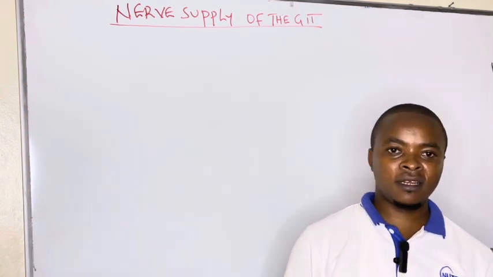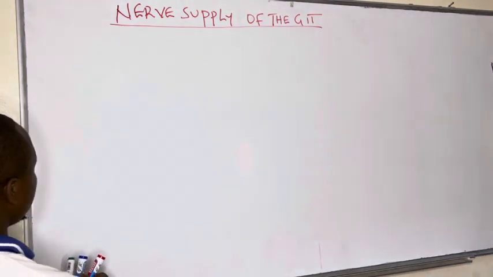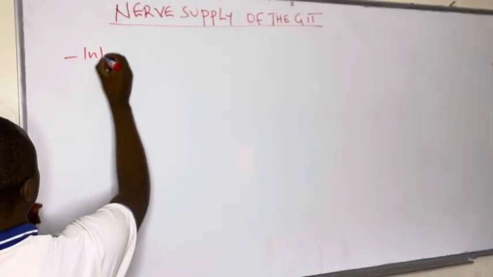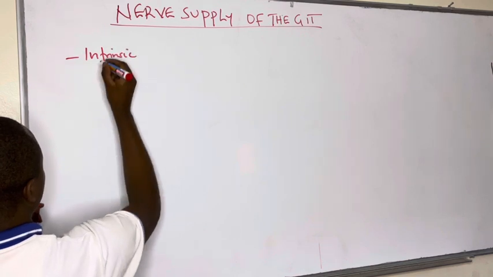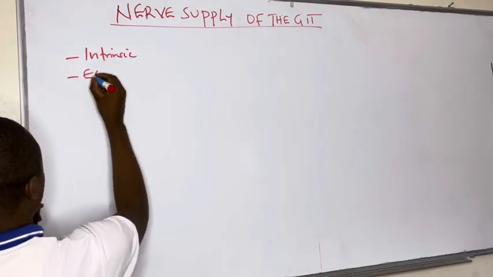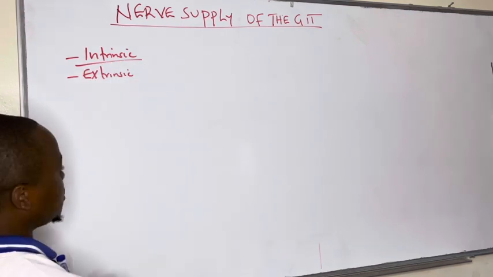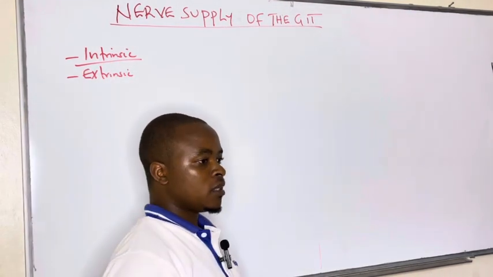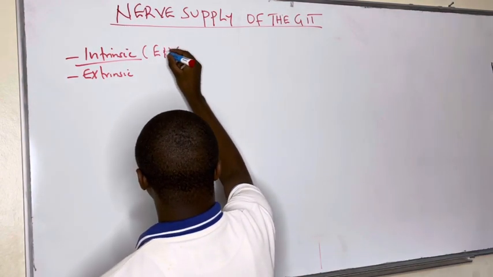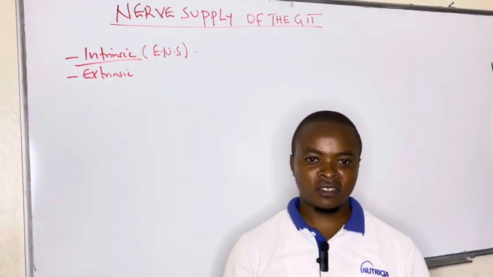So today we want to look at the nerve supply of the GIT, whereby it is divided into two: the intrinsic nerve supply and extrinsic. We want to start with intrinsic nerve supply. And intrinsic, you can call it enteric nervous system. Intrinsic because it is within the GIT.